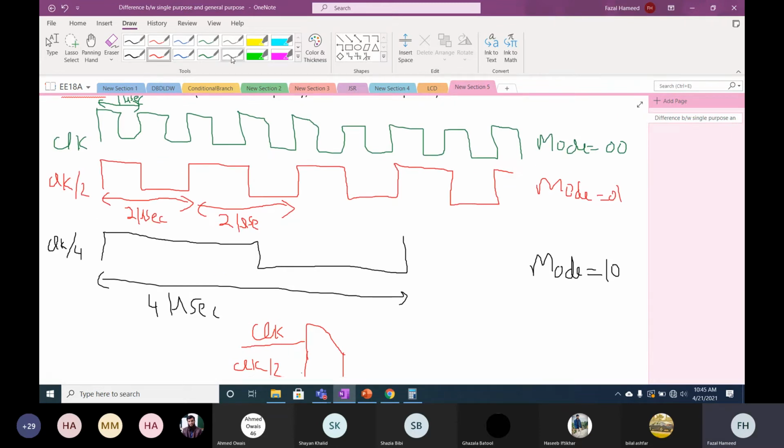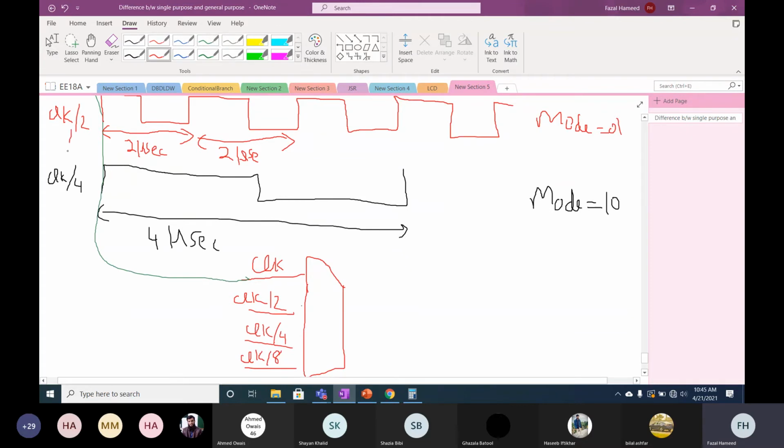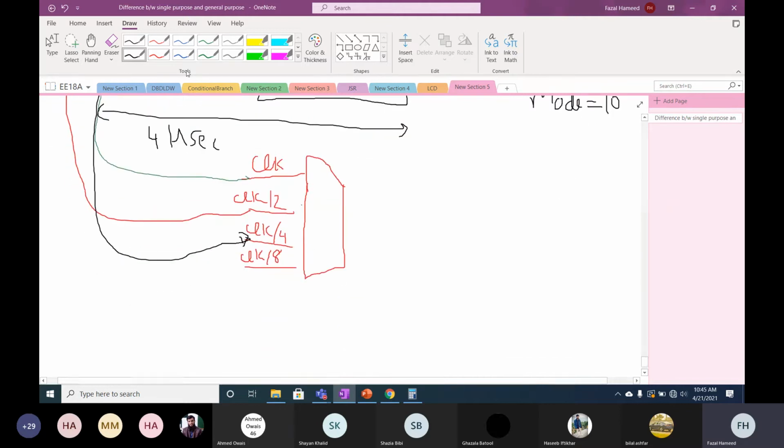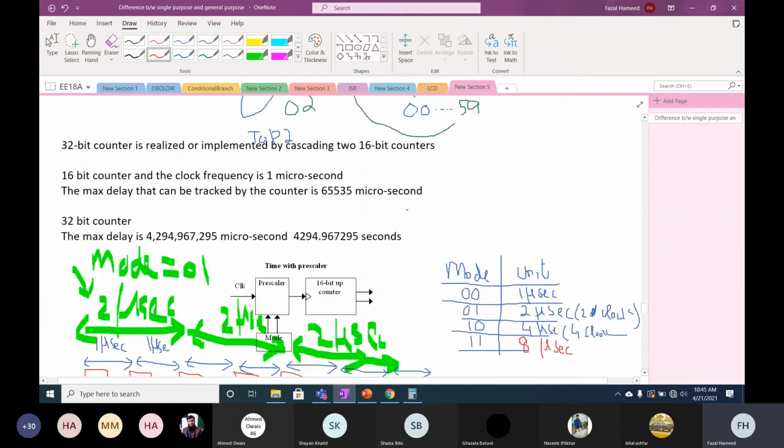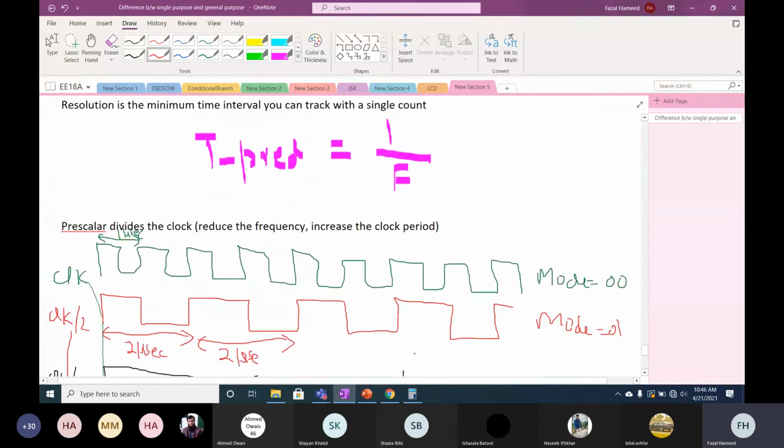What is clock? Clock is coming from here. So this is clock here. It's coming here. And then clock by 2 is coming from here. Clock by 4, sorry, is coming from here. And now you have mode bits. The mode bits are 2 bits. The mode bit can be 0 0, 0 1, 1 0, or 1 1. And the output of this multiplexer will go to the counter.